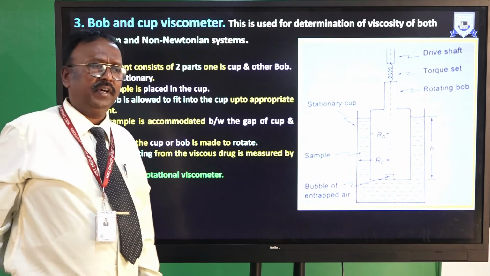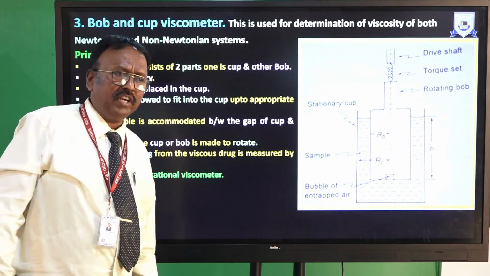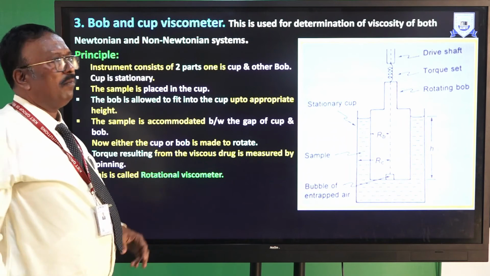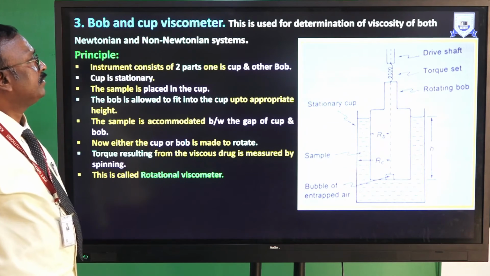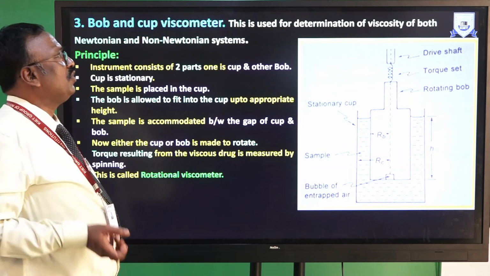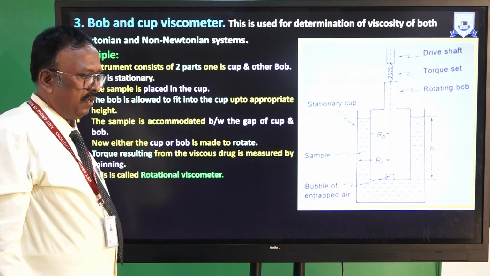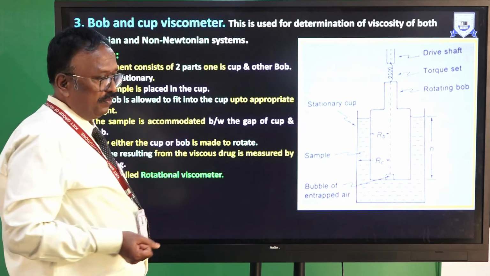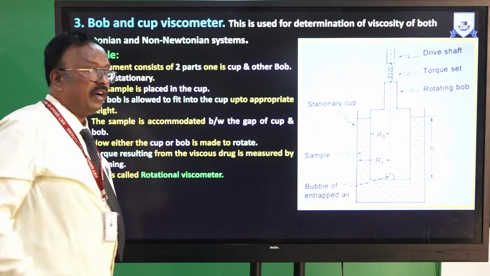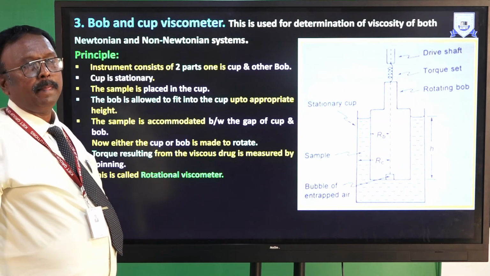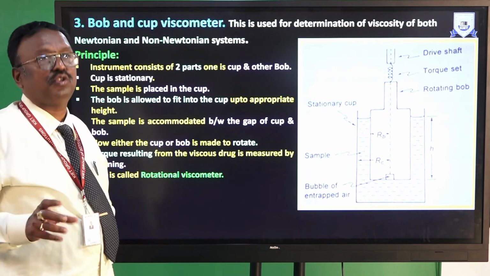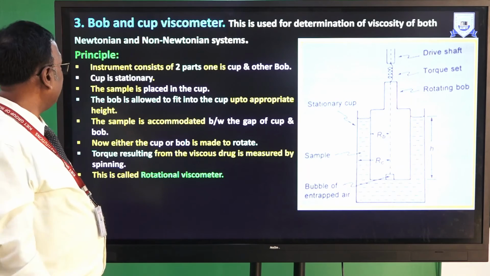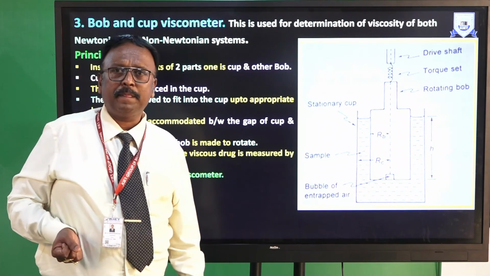And coming to the third one, multi-point viscometers. Cup and bob, or bob and cup viscometer. This is used for the determination of viscosity of both Newtonian and non-Newtonian systems. This type of viscometer, the cup and bob viscometer, is used for determination of viscosity for both Newtonian and non-Newtonian systems.